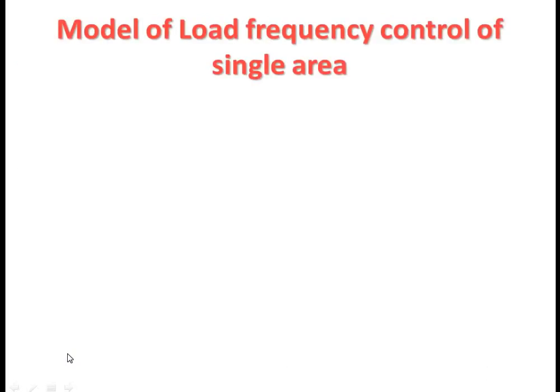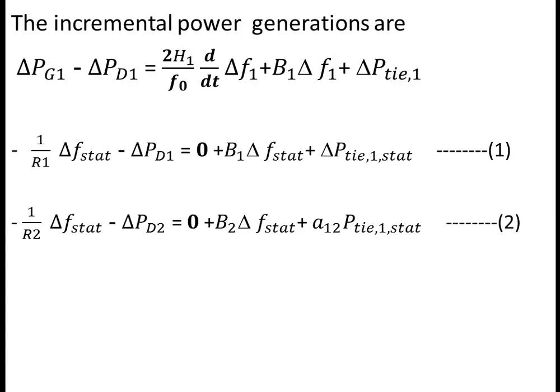Now we are going to substitute these values in the general power balance equations. The power balance equation is the difference between the power generation and power demand equal to the power loss. One part is due to the change in kinetic energy, another is due to the incremental change in the power demand, and due to the inclusion of the tie line we have the change in the tie line power. So this is the general power balance equation for the two area system.